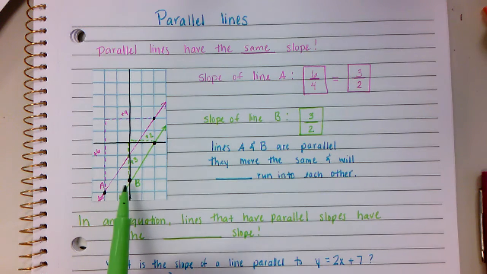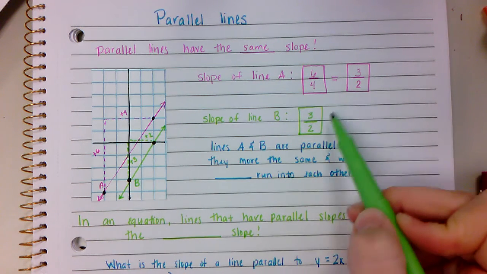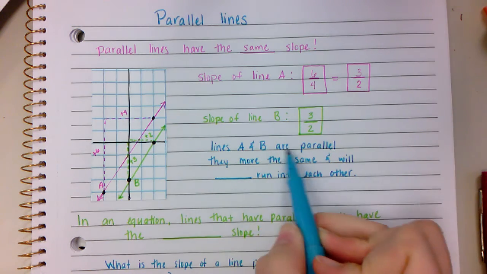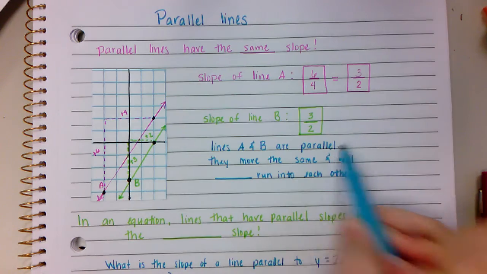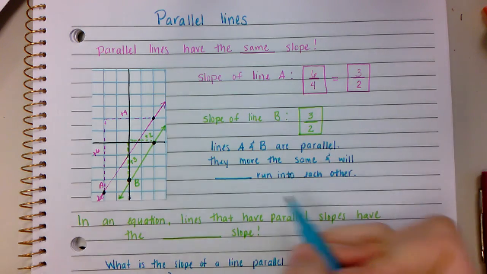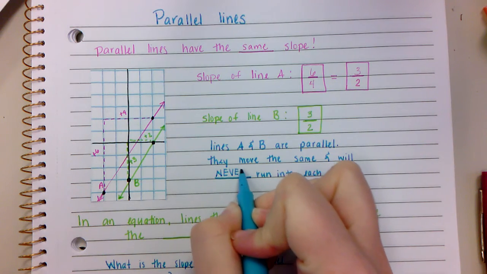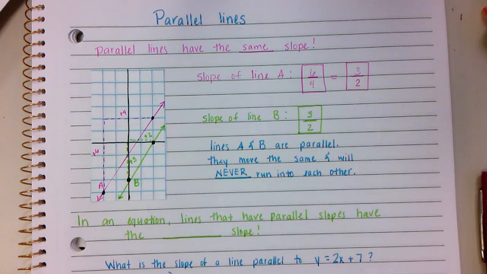So these two lines are parallel to each other. They have the exact same slope. They will never run into each other. So what we fill in right here: lines A and B are parallel. They move the same and will never run into each other.